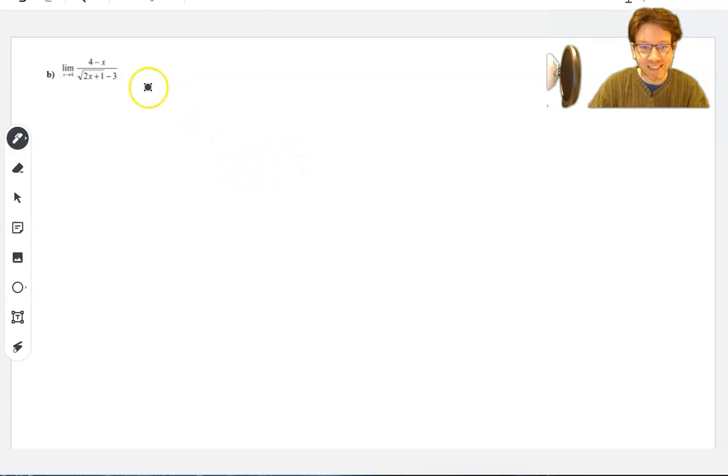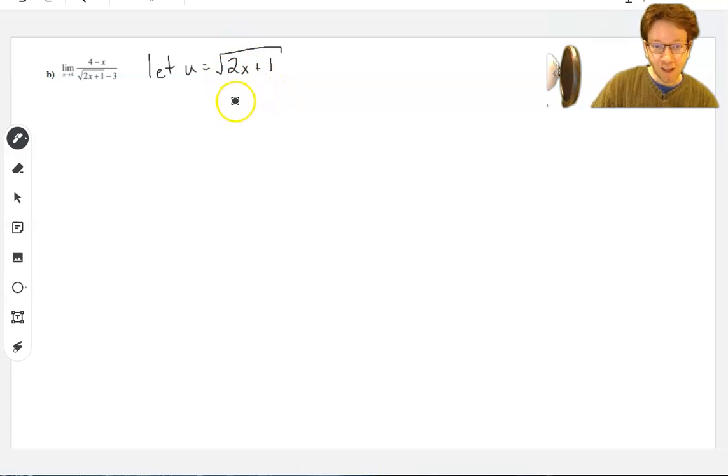So what we're going to do is a change of variable. We're going to let u equal that square root in the denominator, because we do want to get rid of that square root, 2x plus 1. All right, well, the limit is as x goes to 4. So as x goes to 4, in this square root, just sub in 4. You get 2 times 4, which is 8, plus 1 is 9. The square root of 9 is 3. So in this case, u will approach 3 as x approaches 4.